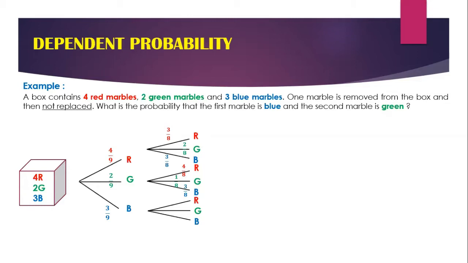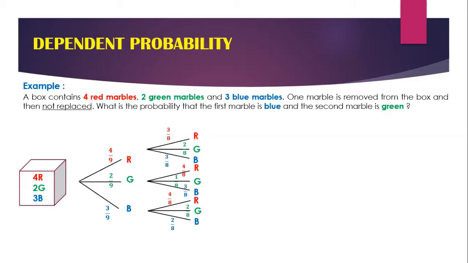Now for the second branch. For blue, the first pick is blue. Now we have a new composition: 2 blue marbles, 4 red marbles, and 2 green marbles. Now we can go to the second pick. For red, 4 over 8, green, 2 over 8, and blue, 2 over 8.